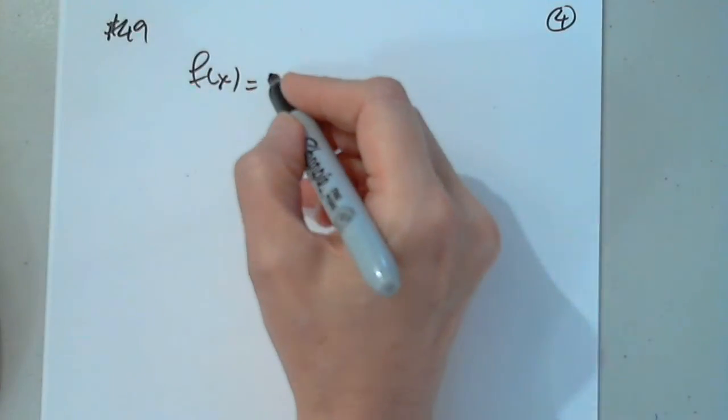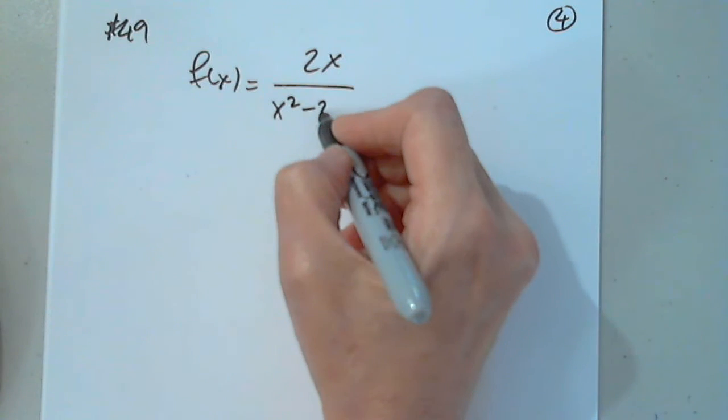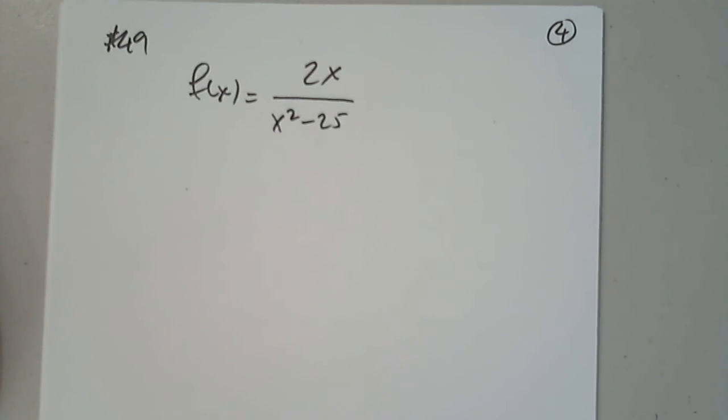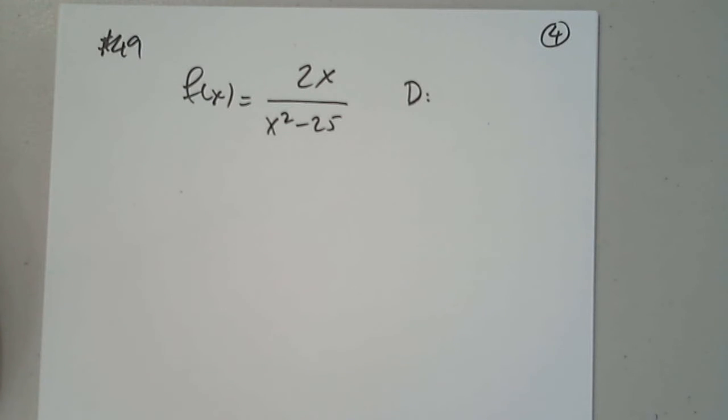So I don't know, let's start with 49. And I'm on page 4. I'm going to copy 49, and then I'll stop sharing. So we have 2x divided by x squared minus 25. Can anyone tell us what type of function this is? We're asked to find its domain. What type of function is it? Is it quadratic? Is it linear? Is it radical? What type of function is it?